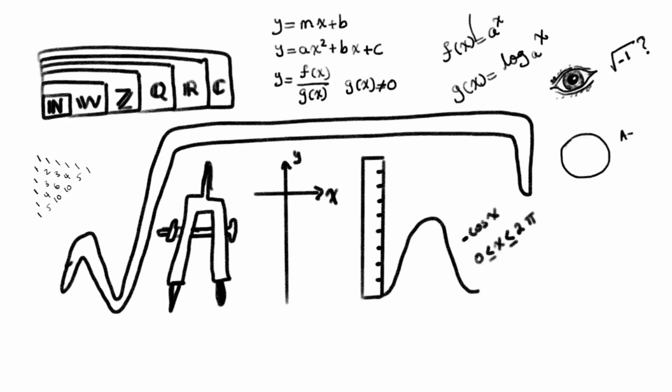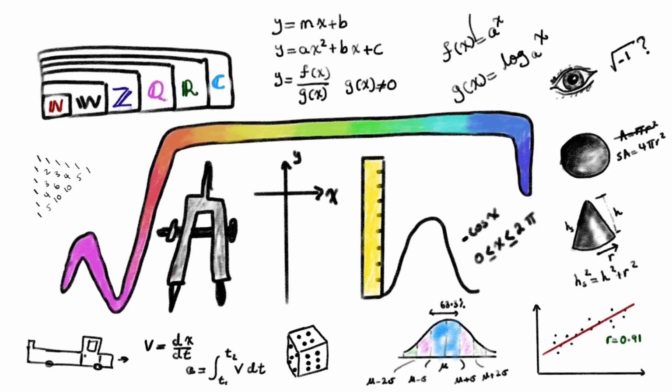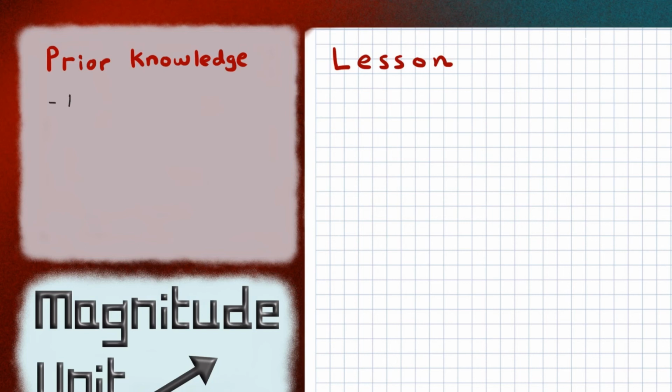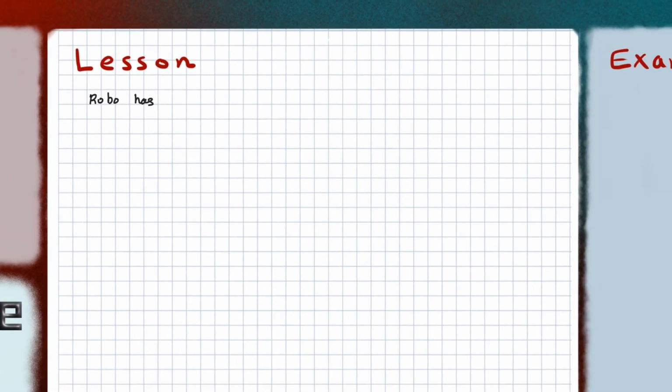Welcome to this video on vector magnitude and unit vectors. The prior knowledge for this video would be basic trig and component form of a vector. To look at magnitude, let's talk about an example.